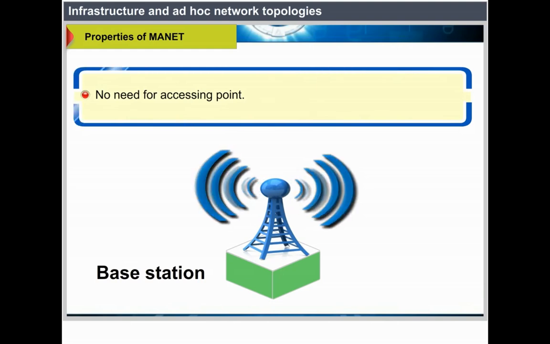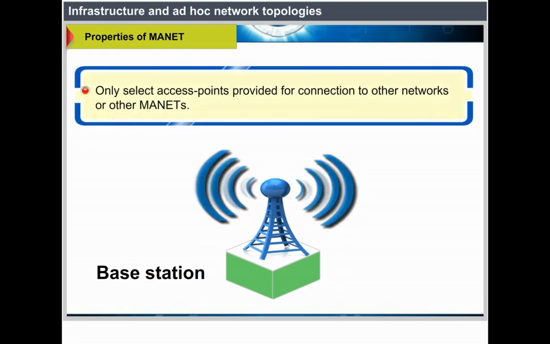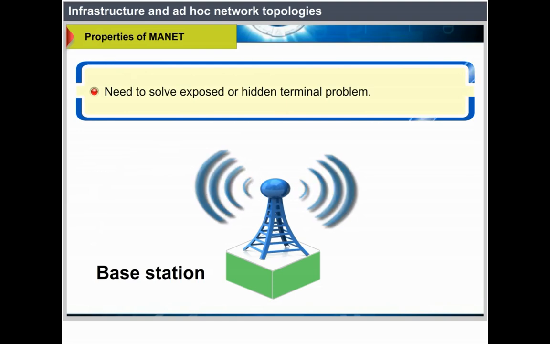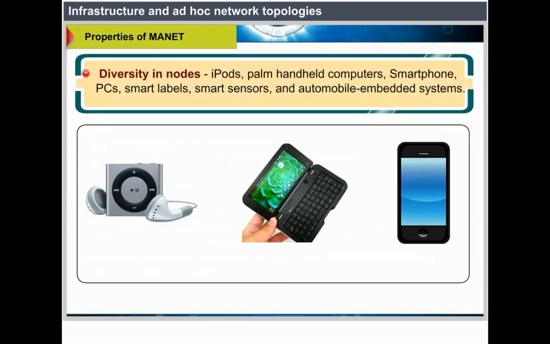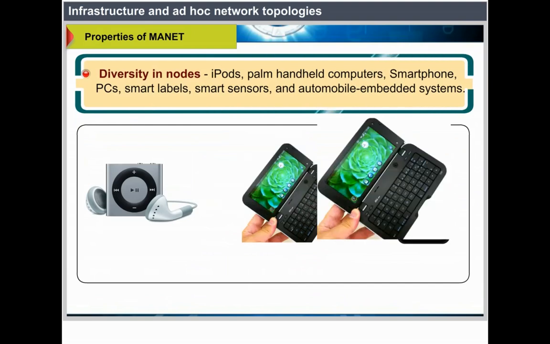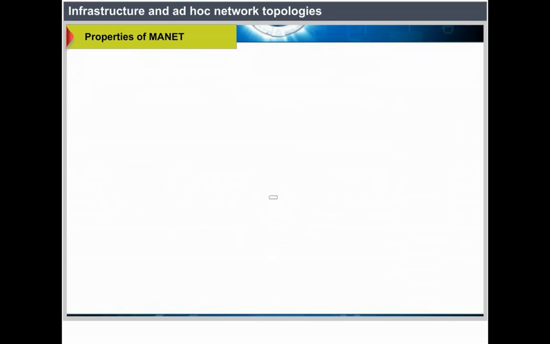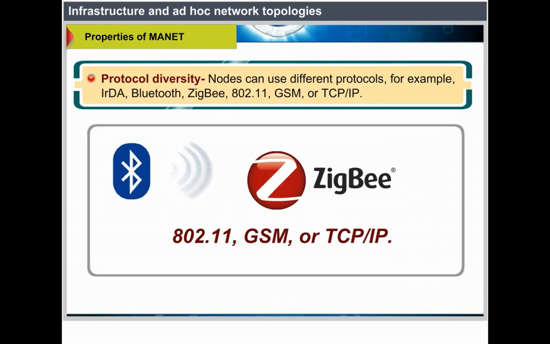No need of access point. Only selected access points provided for connection to other networks or other MANETs. Need to solve exposed or hidden terminal problem. Diversity in nodes: iPods, palm handheld computers, smartphones, PCs, smart labels, smart sensors, and automobile embedded systems. Protocol diversity: nodes can use different protocols, for example IrDA, Bluetooth, Zigbee, 802.11, GSM, or TCP/IP.